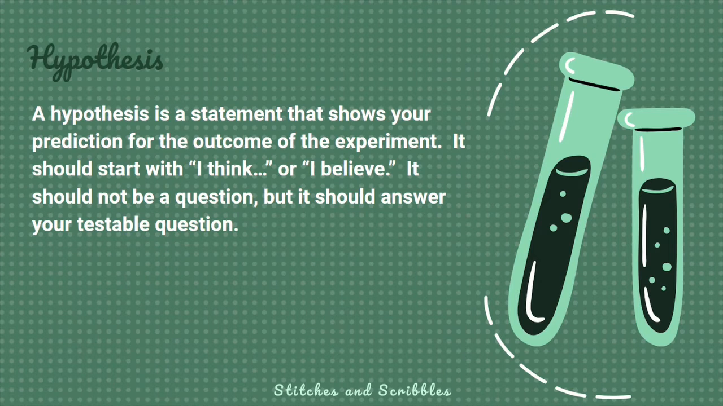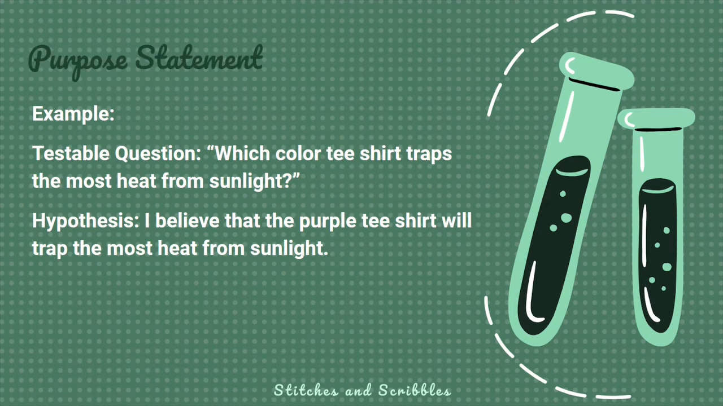Let's move on to hypothesis. A hypothesis is a statement that shows your prediction for the outcome of the experiment. It should start with I think or I believe. It should not be a question, but it should answer your testable question. So this is just going to be your prediction for what you think is going to happen during the experiment, and that kind of tells your reader ahead of time what you were expecting to happen during the experiment.